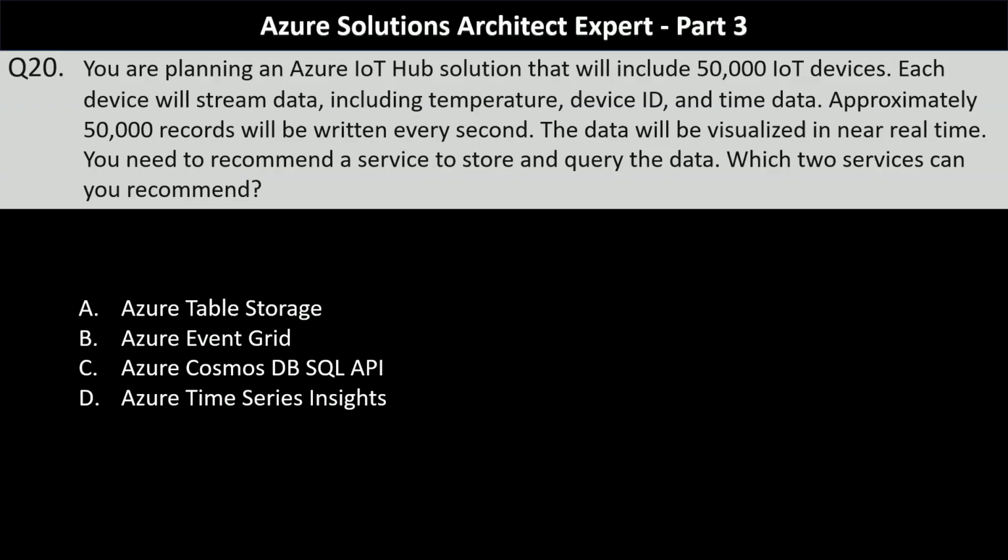And folks, the two services that you should recommend in this case are option C and option D, which is Azure Cosmos DB SQL API and Azure Time Series Insights. Now, Azure Cosmos DB is a highly scalable, globally distributed database that can handle large volumes of data with low latency. The SQL API allows for querying the data efficiently, making it suitable for real-time data ingestion and querying. Now, Cosmos DB also supports high throughput scenarios, making it a good fit for handling 50,000 records per second.